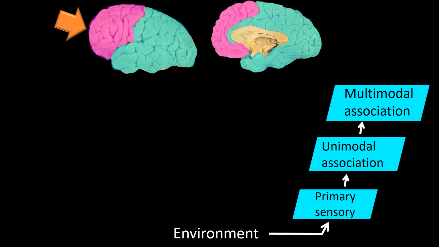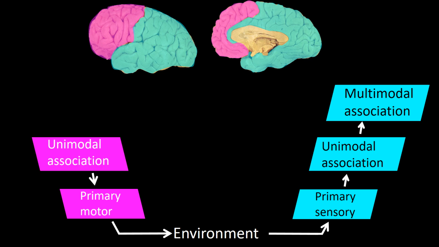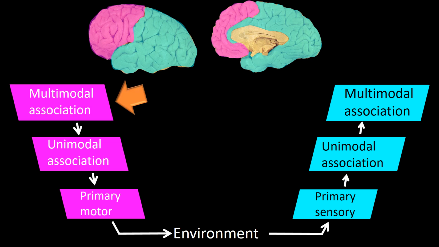A hierarchical arrangement is also present for the executive area. Cortical interaction with the environment starts with the primary motor area creating movement. The primary motor cortex activates the lower motor neuron, which contracts the muscles. The unimodal motor association provides temporal and spatial organization needed to achieve an intended movement. And the multimodal association area decides the purpose of the movement, what movement to make, and in what order it should be made in order to accomplish the task.